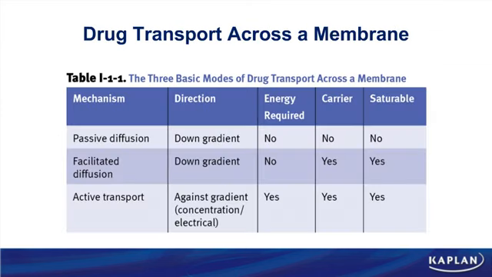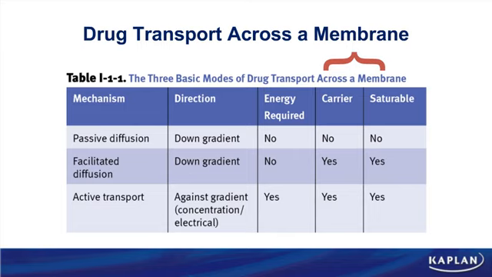Next, we're going to talk about drug transport across a membrane. When you look at this diagram, there are really three basic mechanisms for drug transport: passive diffusion, facilitated diffusion, and active transport. But when I look at the different columns here, the two that I want you to always link together are the carrier column and the saturable column. See, these two columns go together because a system that uses a carrier can be saturated.